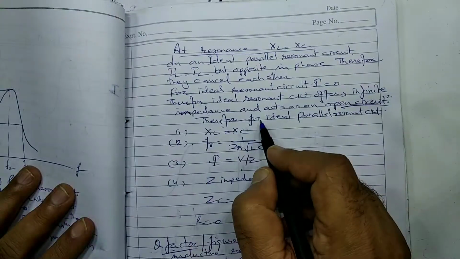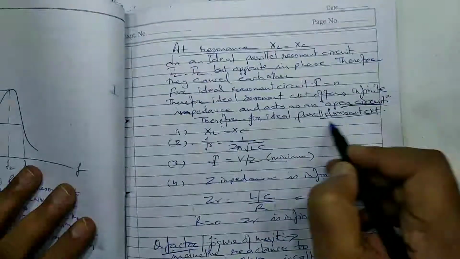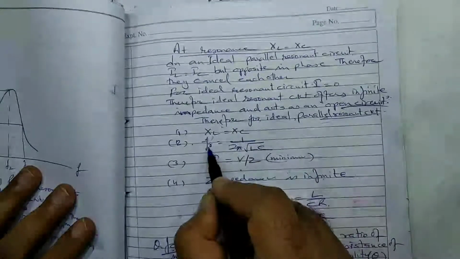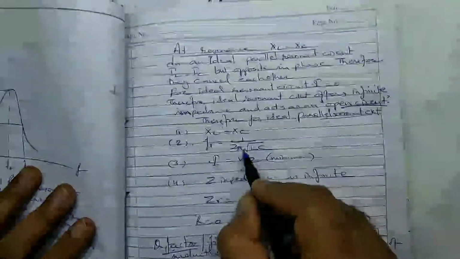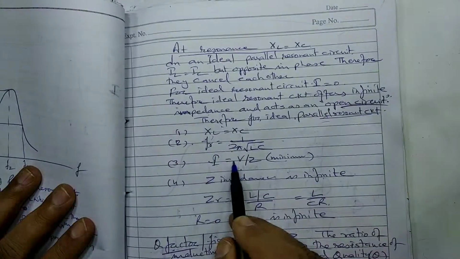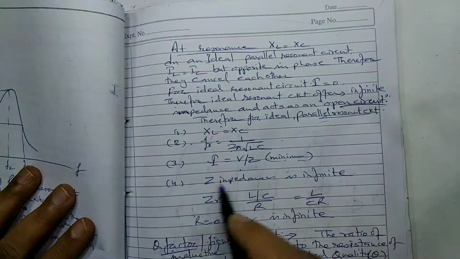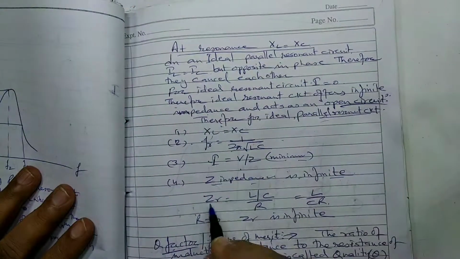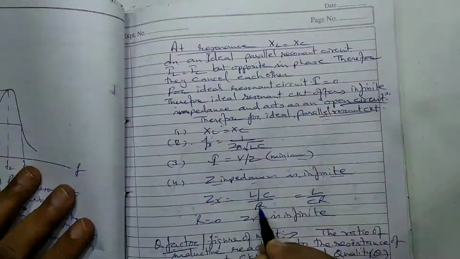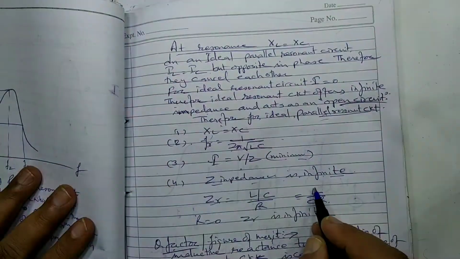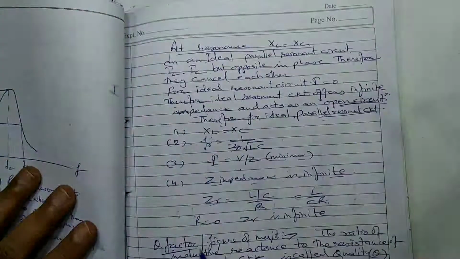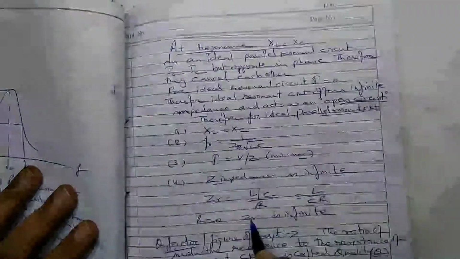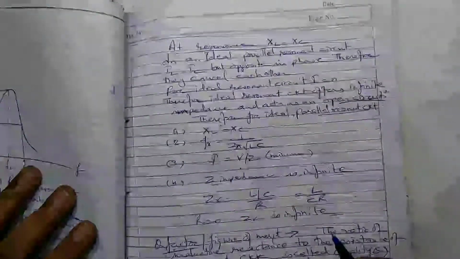Therefore, for ideal parallel resonant circuit, XL is equal to XC, FR is equal to 1 upon 2 pi under root LC. I is equal to V upon Z, that is minimum, and Z, the impedance, is infinite. ZR is equal to L by C divided by R, that is equal to L upon CR. R is equal to 0, therefore ZR is infinite.